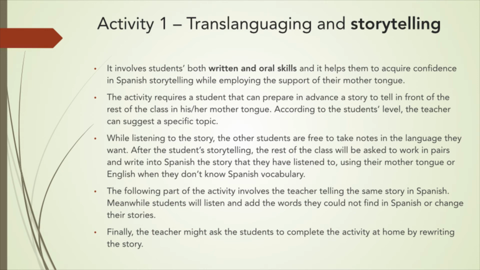In the following part of the activity, the teacher will be telling the same story in Spanish. Meanwhile, the students will be listening and adding all those words, expressions, and collocations that they couldn't find in Spanish, and they will be free to change and adapt their story. Finally, the teacher will ask the students to complete the activity at home by rewriting the same story in Spanish.